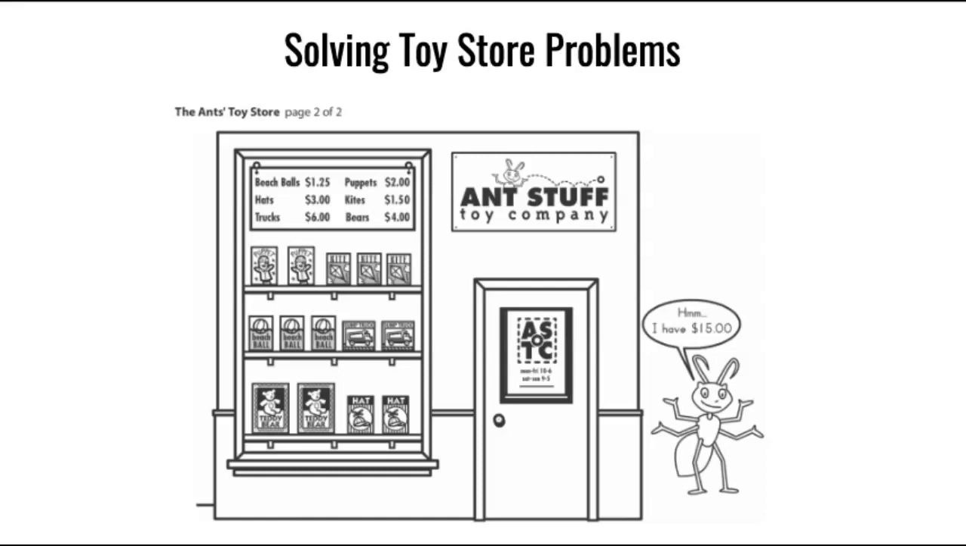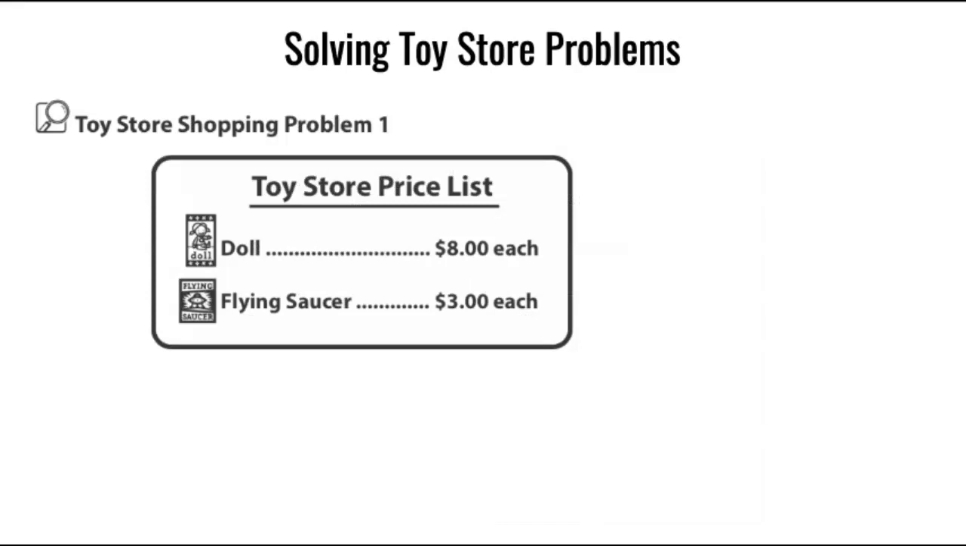Last week we started to talk about the Ant's Toy Store. You made some observations about the toy store and started to think about some mathematical questions we could ask about Army Ant and the toys in the store. Today we are going to solve some toy store shopping problems. We will work on solving one problem together. Then you will solve two problems on your own. Now let's start looking at our first problem.